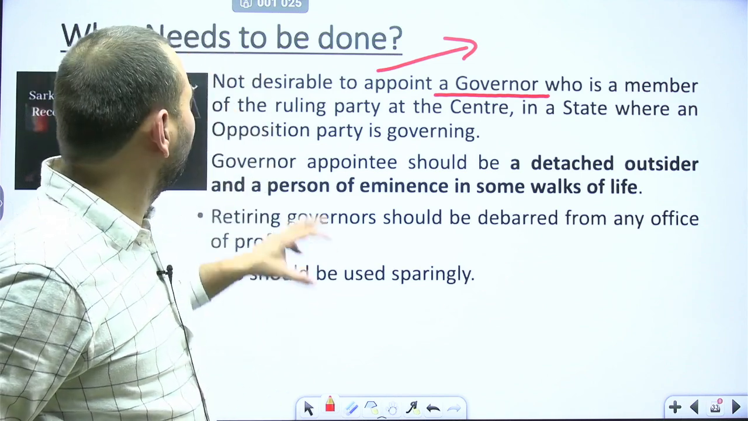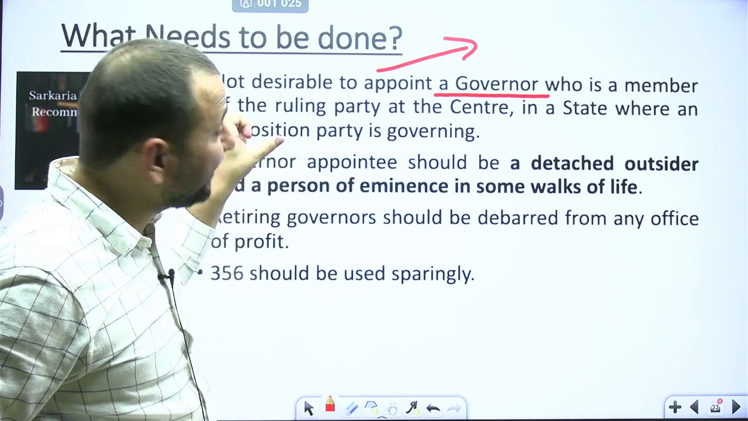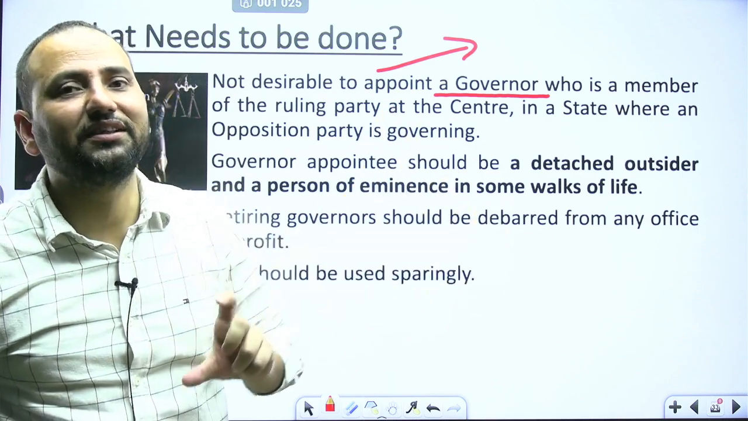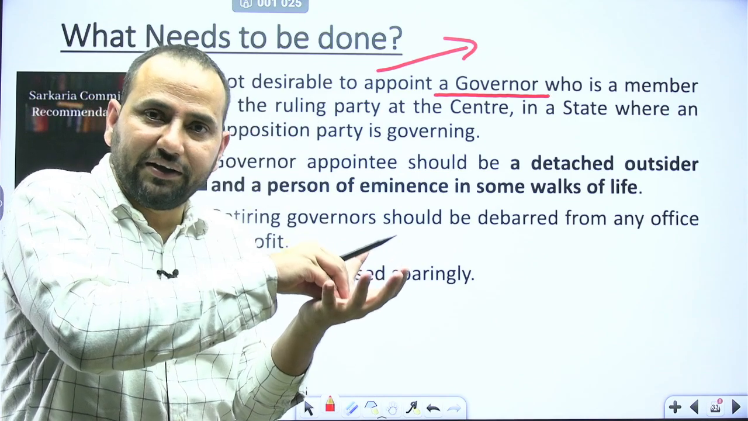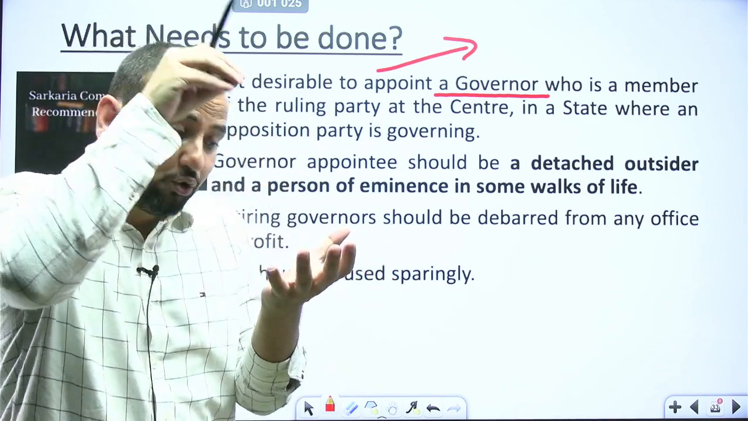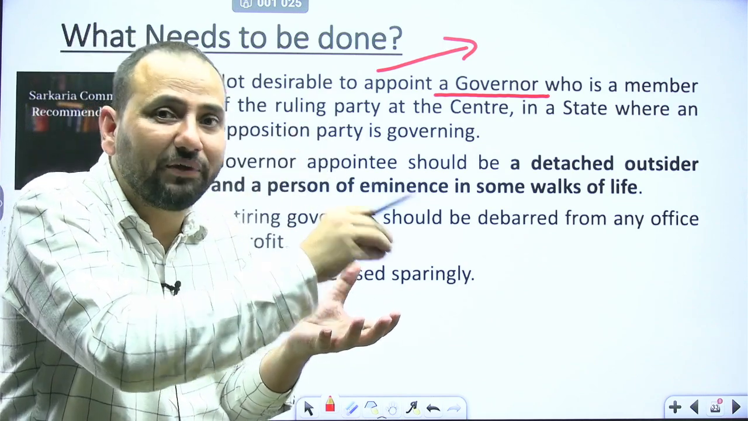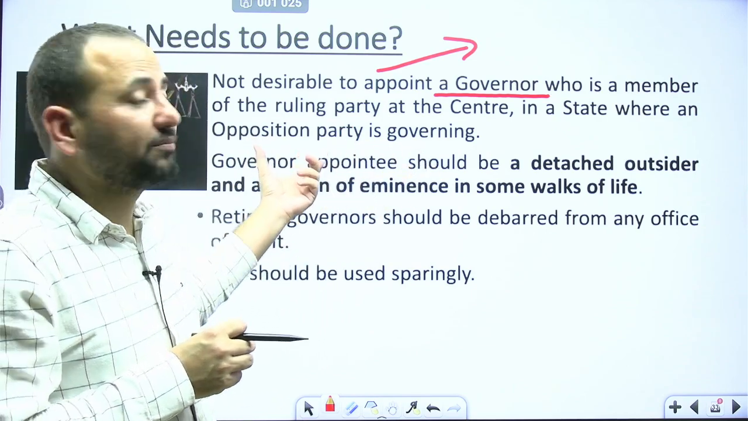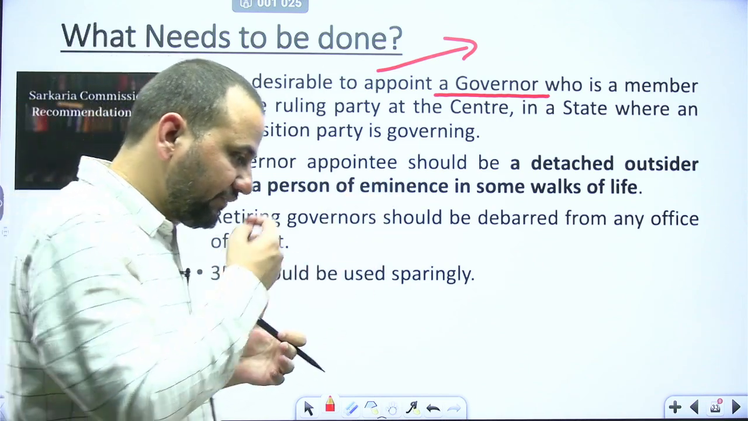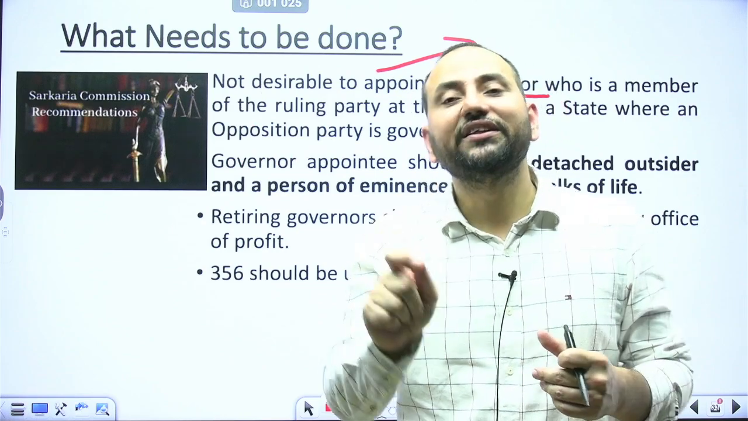Now the point is, the Sarkaria Commission clearly specified that whenever we talk about the appointment of a person as a governor, where we have a different political party in the center and the states, then in those places, no political representative or no person who was in politics should be appointed as governor. It was very much clear on this because the whole issue comes into existence because of this very reason.